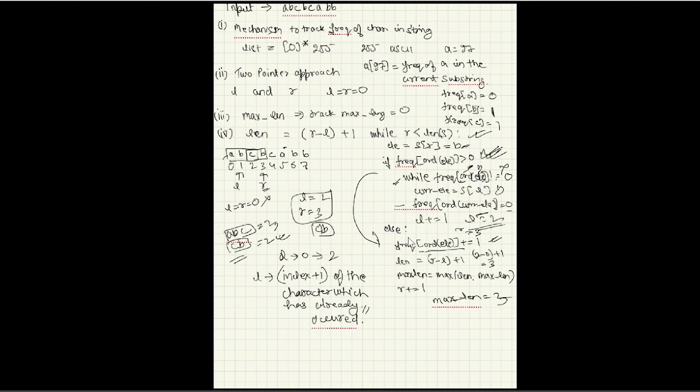The moment this B becomes 1, we calculate the length. R is currently pointing to 3 and L is currently pointing to 2, so 3 minus 2 plus 1 becomes 2. So the current length of the string becomes 2, which is logical also, since the substring is CB. Then we do a max length: max of 2 and 3, because we already have 3 here, and the max length remains as 3.